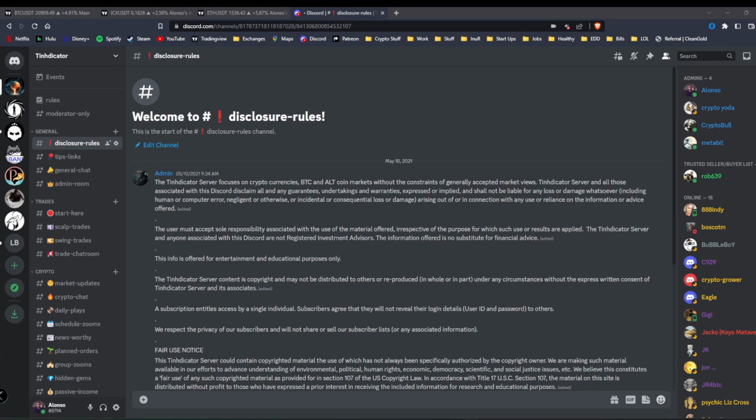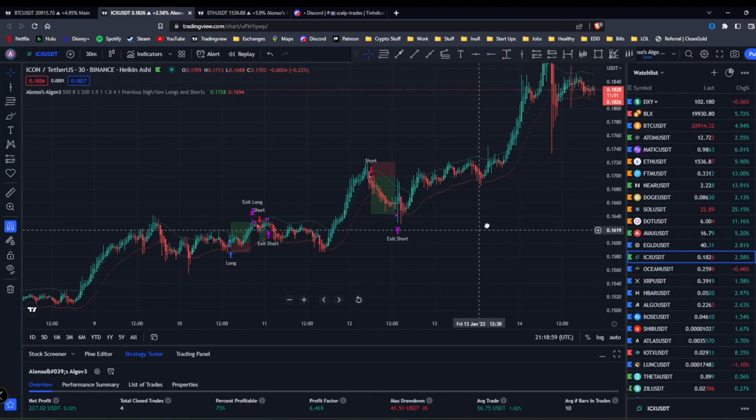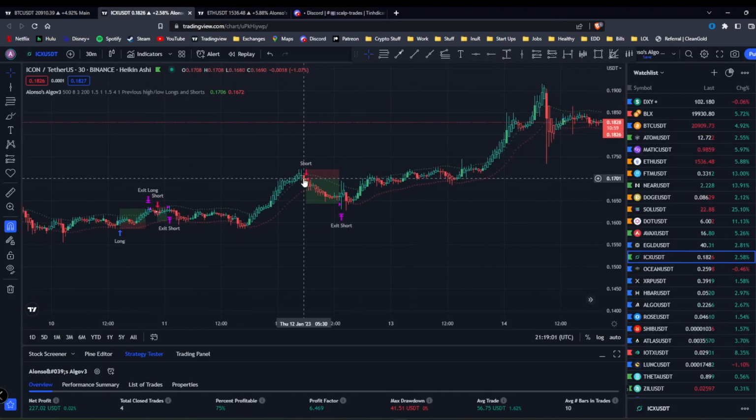But let's get started. So, if you go over to the scalp trades, keep in mind, this bot that I have here is designed, and I'll give you a view of what it sees. It's designed to look for reversals. This is not a bot that's going to be looking for breakouts where a coin's going to pump off or something like that. These are also meant for scalp trades, meaning you get in for a little bit and you get out for a little bit. You know what I mean?